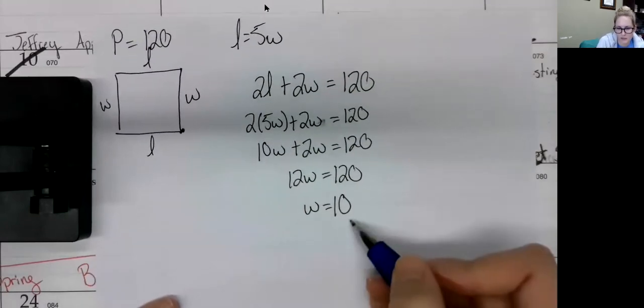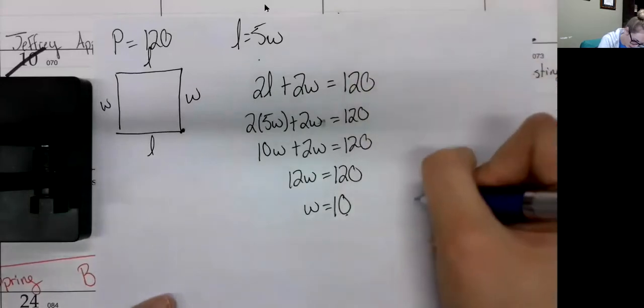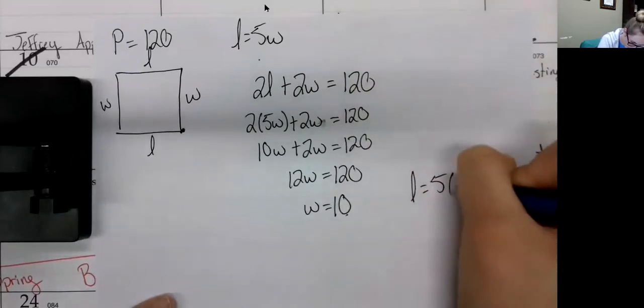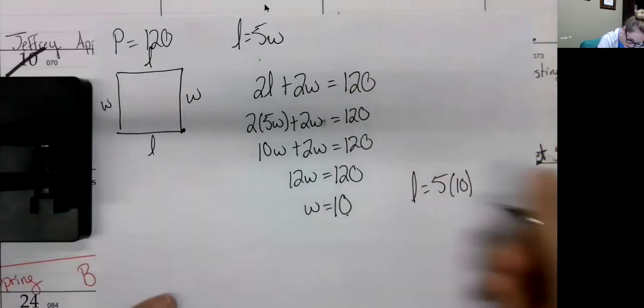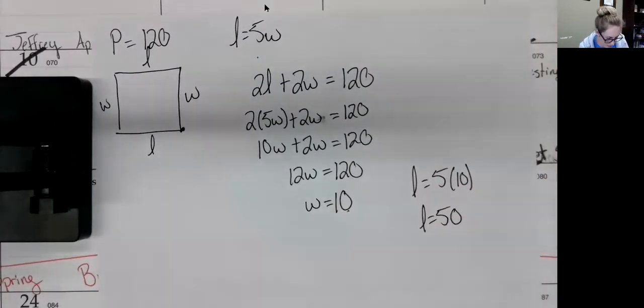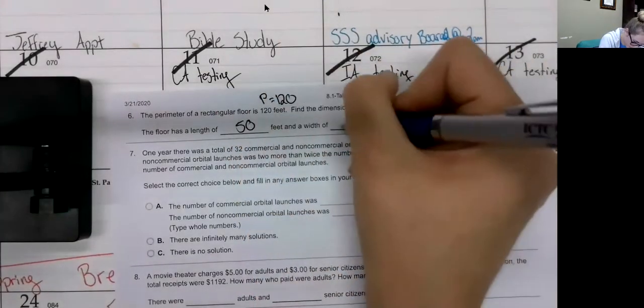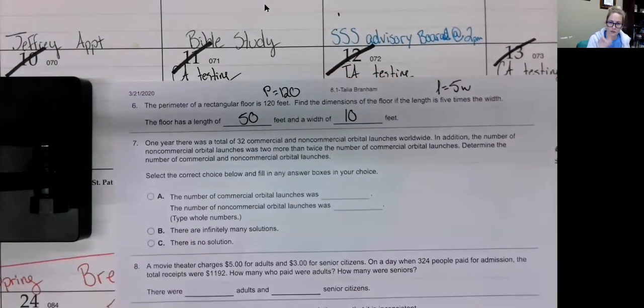Then I'm going to substitute this in to this one. So L equals 5 times 10. So our length is 50 and our width is 10. What did they ask us? The floor has a length of 50 feet and a width of 10 feet.